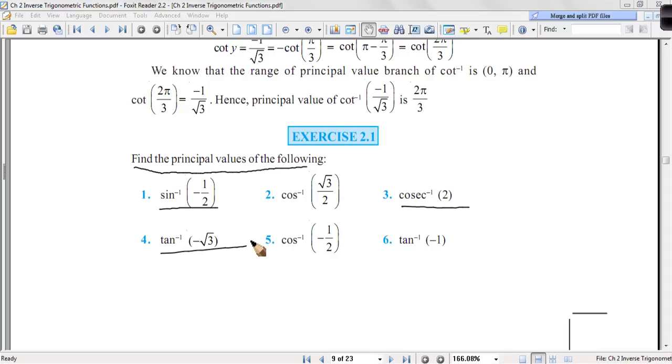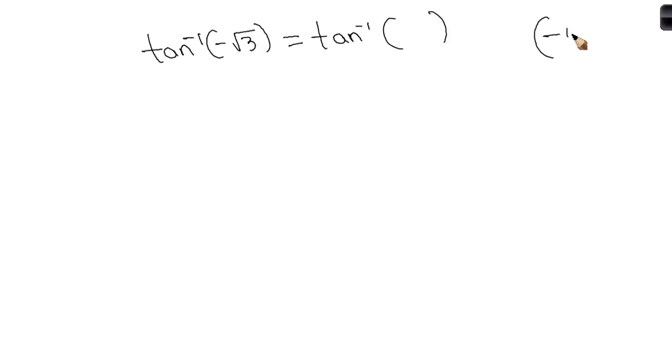Fourth problem is tan inverse of minus root 3. So that is tan inverse of minus root 3. Tan's principal value lies between minus pi by 2 to pi by 2. So tan becomes minus root 3 at minus pi by 3. So tan inverse of tan of minus pi by 3 is minus pi by 3.